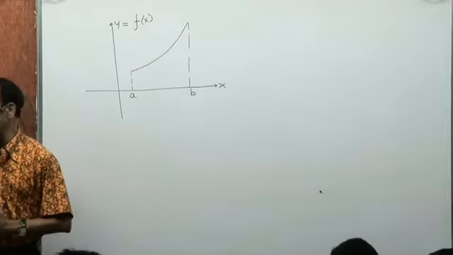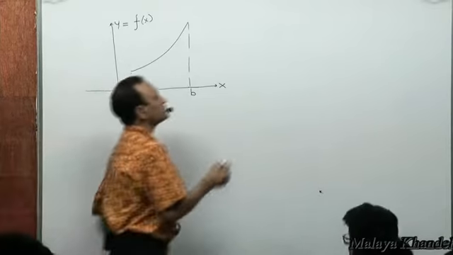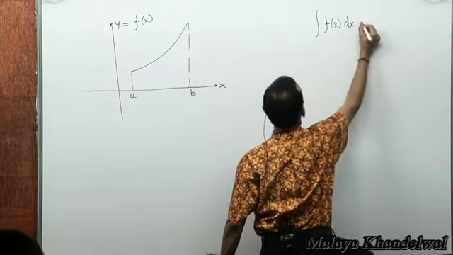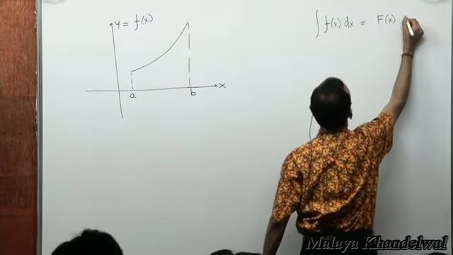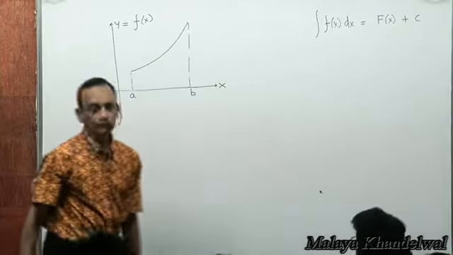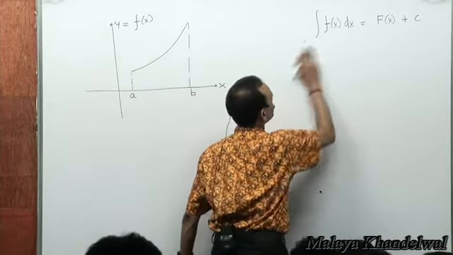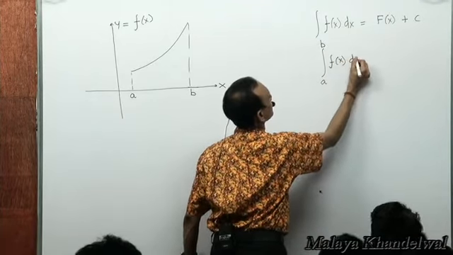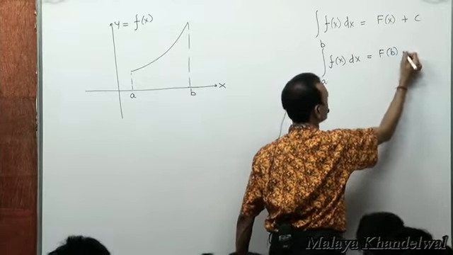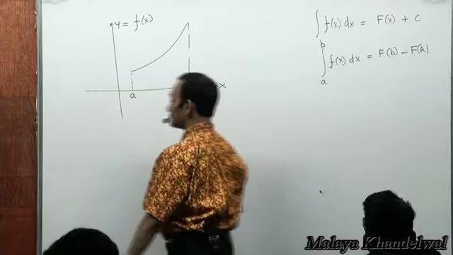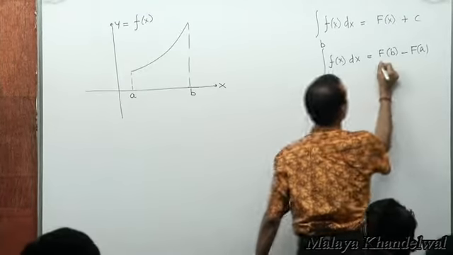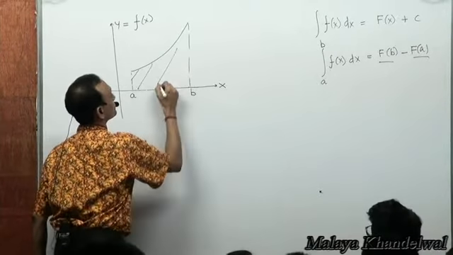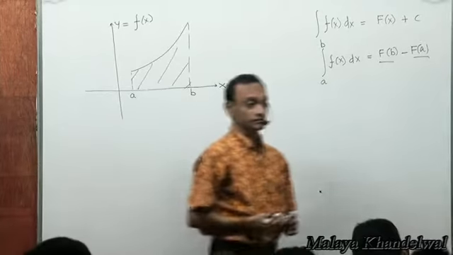For a function continuous in the interval a to b, I told you that if the integral of f(x) dx is, say, capital F(x) plus c, and we defined the definite integral from a to b as F(b) minus F(a), capital F(b) minus capital F(a), then this number represents the area under the curve from x equal to a to x equal to b. This is what I've been telling you.